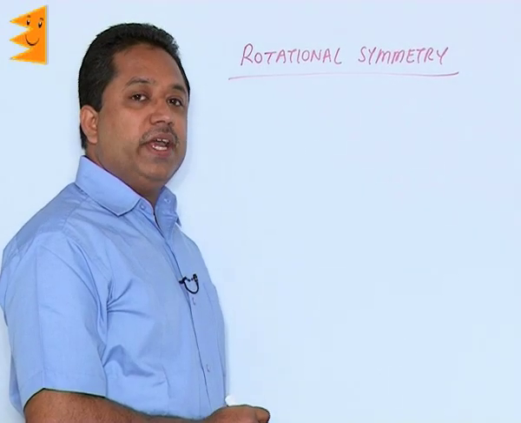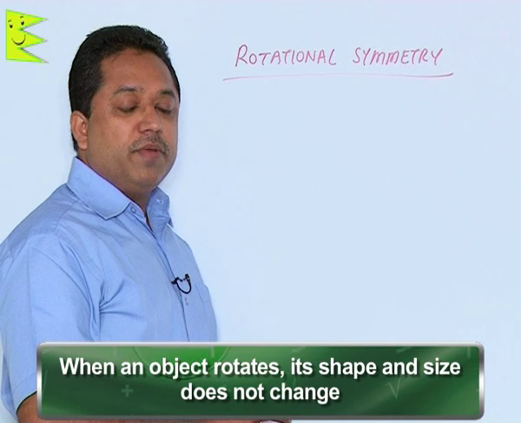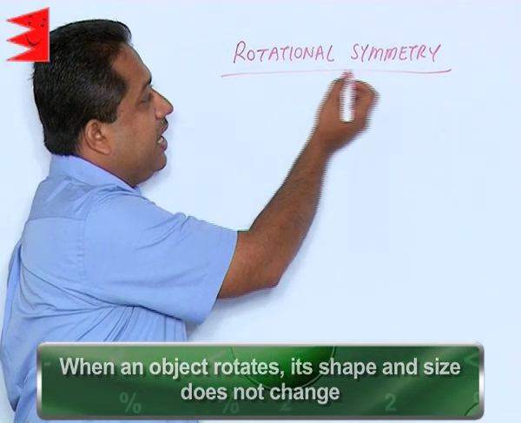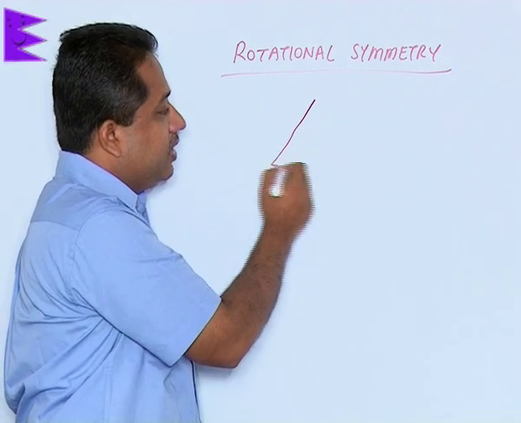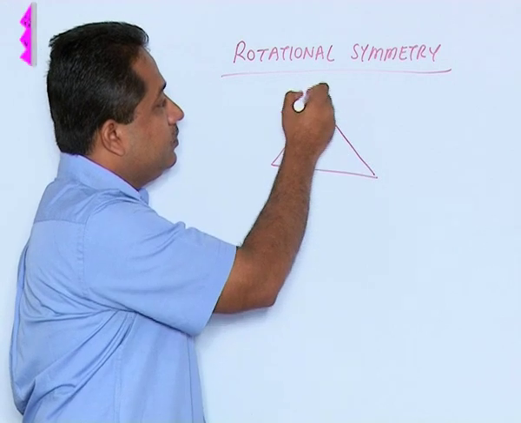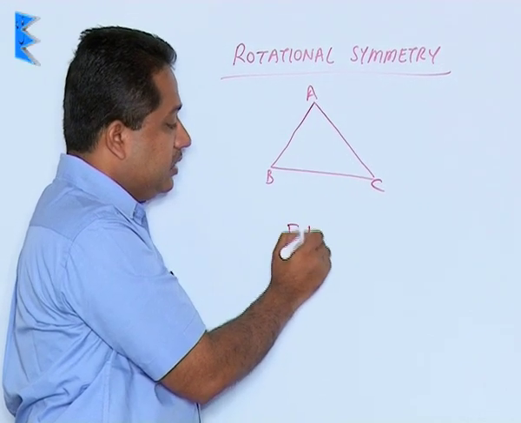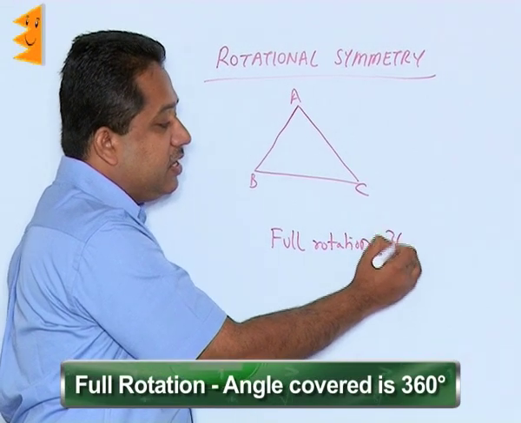Next we come to rotational symmetry. Now when an object rotates, we have to remember the shape and size do not change. So it will have symmetry if the shape and size does not change. So let us start with an equilateral triangle. This is ABC. Now a full rotation means that the angle that is covered is 360 degrees.